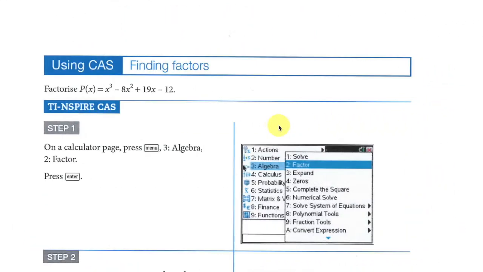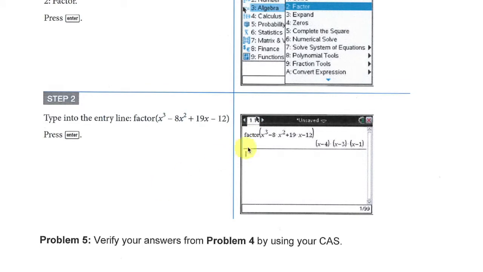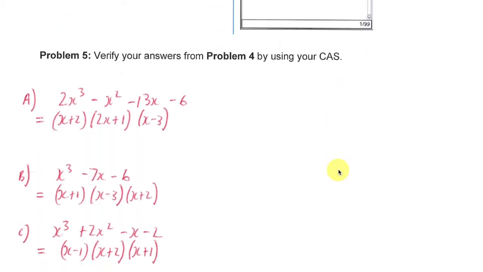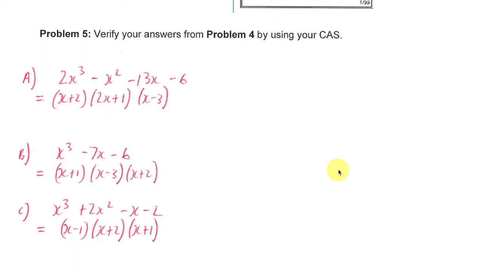Explained before, we can also use our CAS to find the linear factors. So here's an example, p of x equals this particular cubic. All I need to do is go menu, algebra, factor, place in the cubic, and it'll produce the factors. In problem 5 here, we just need to verify the answers that we found to problem 4 using our CAS. I'll demonstrate A.